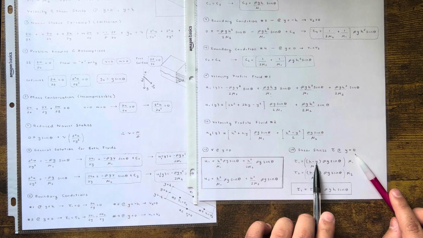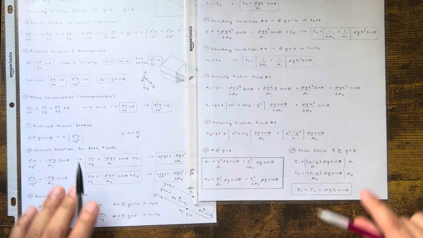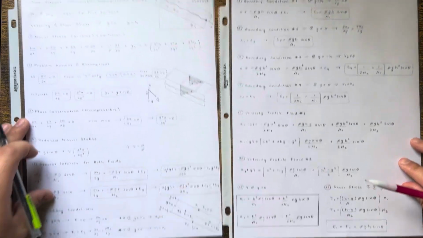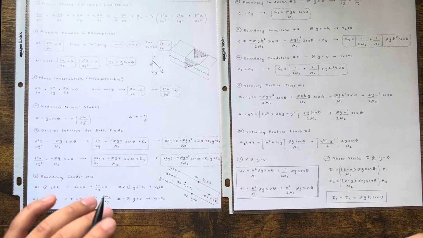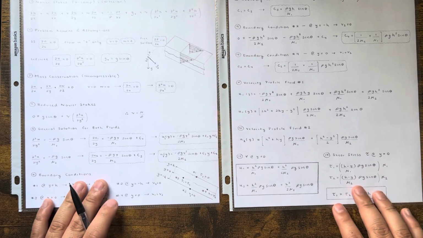Now, we want it at y equal to 0. So we plug in y equal to 0. It's just rho g h sine theta. Boom. And you'll see it's the same case for tau 2 as I did it here. So feel free to just take your time with them, do them. But that is how you do this problem for an inclined Navier Stokes problem for two fluids that have different dynamic viscosities. So I hope that helped.